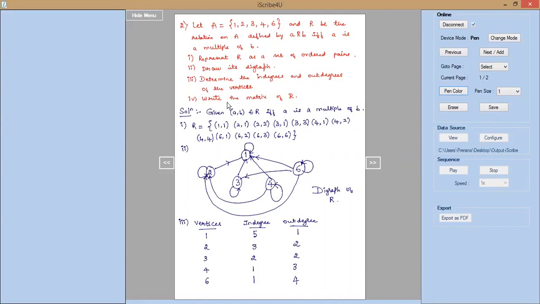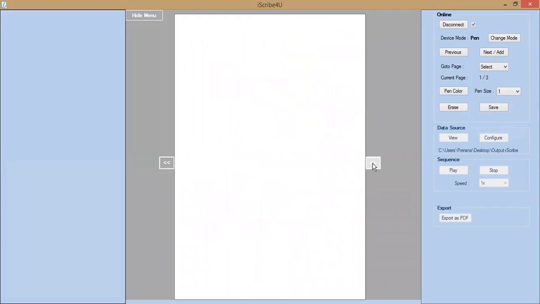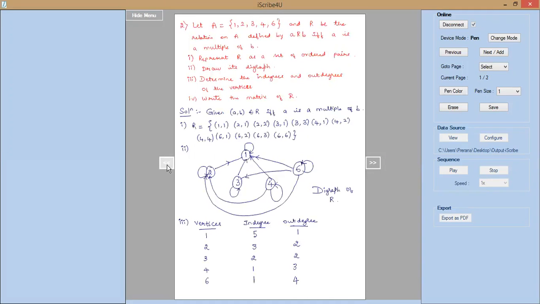Now the last subpart of the question: we need to write down the matrix of the relation R. The matrix of R, also represented as M suffix R, should be defined on the relation on A. A has 5 elements: 1, 2, 3, 4, 6. So there are 5 elements, which means we will get a 5 cross 5 matrix.